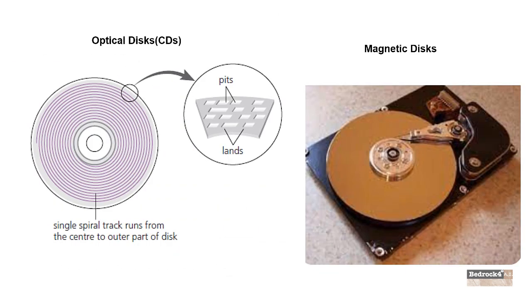Optical disks store data as pits and lands. Magnetic disks store data as tiny magnetized spots. There are two magnetic polarities, each one of which is used to represent either 0 or 1.